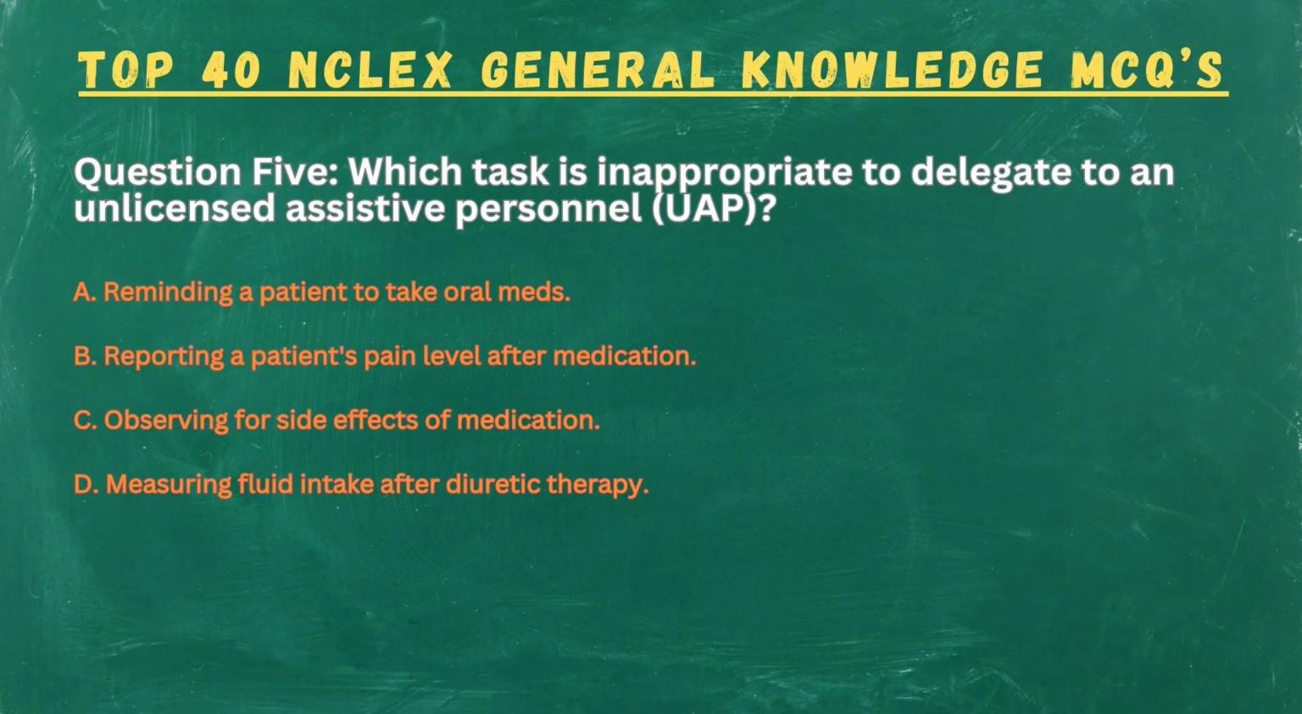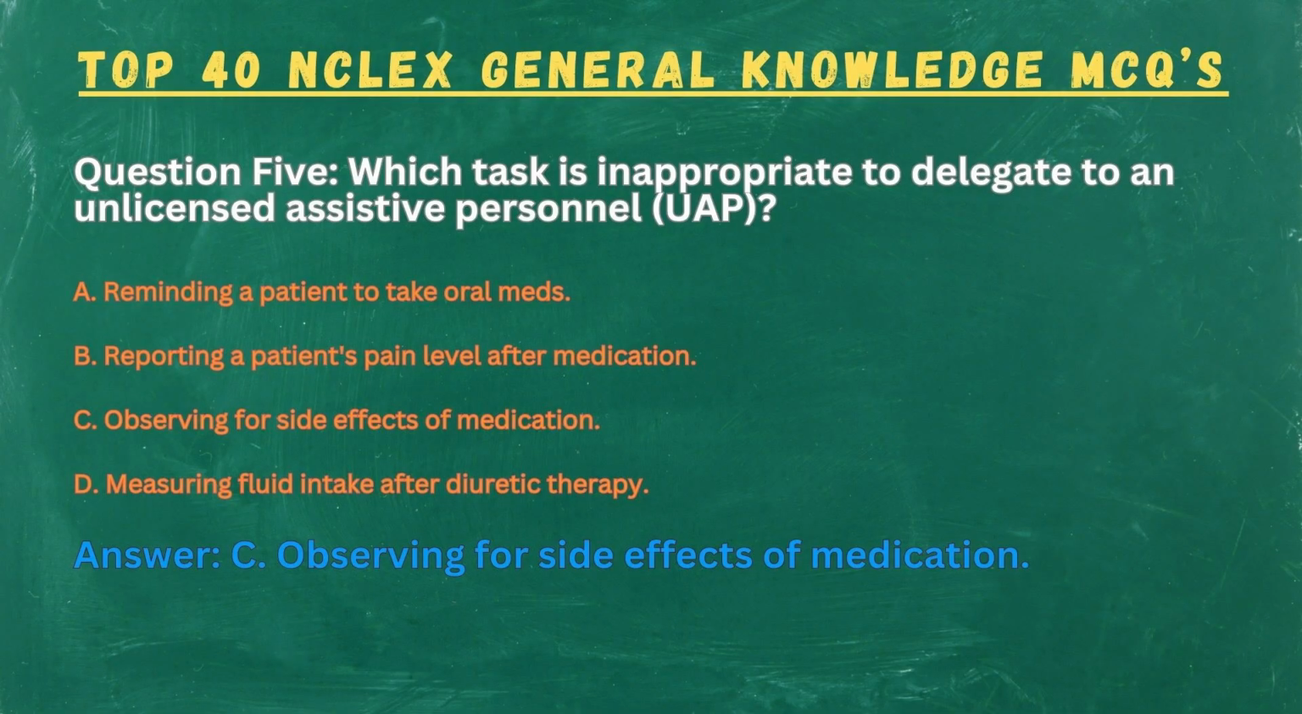Question 5. Which task is inappropriate to delegate to an unlicensed assistive personnel, UAP? A. Reminding a patient to take oral meds. B. Reporting a patient's pain level after medication. C. Observing for side effects of medication. D. Measuring fluid intake after diuretic therapy. Answer: C. Observing for side effects of medication.